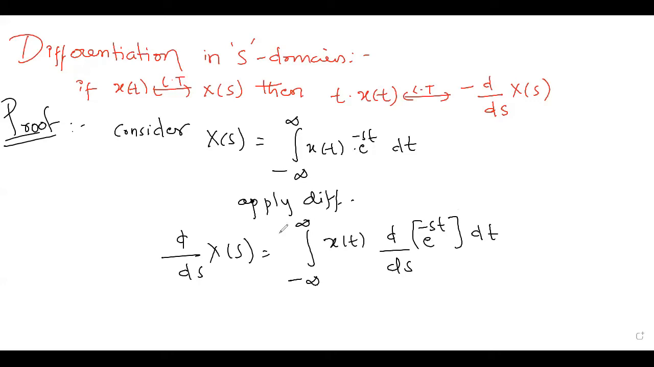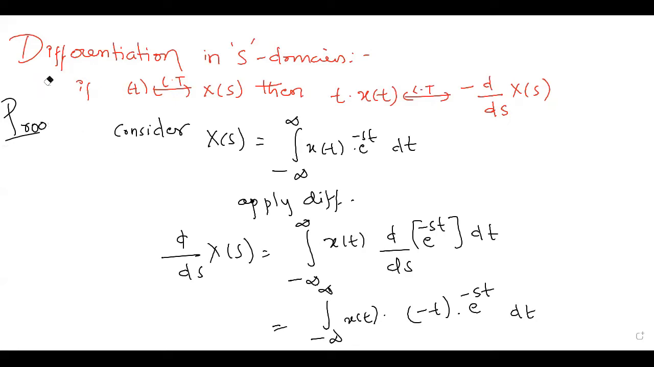Try to prove. Integral from minus infinity to infinity of x of t, then differentiation of this one. When we are doing differentiation with respect to s, except s, what are the remaining terms? Minus st, differentiation is minus t. Exponential differentiation is again the exponential function, dt. Okay. Next, arrangement of terms.